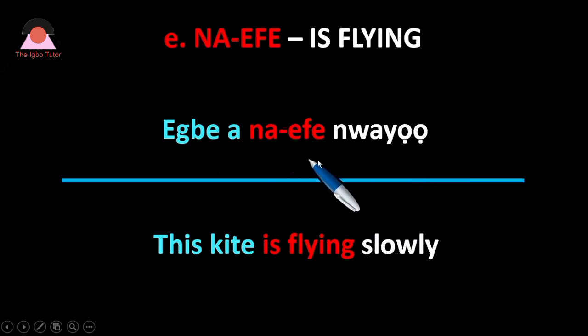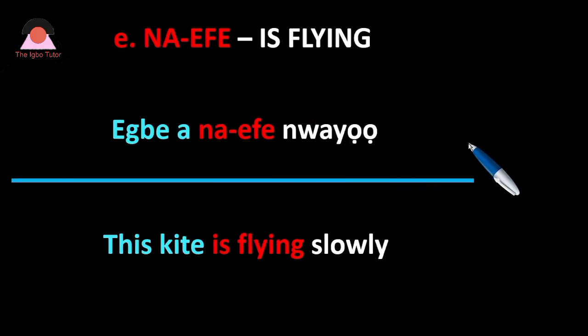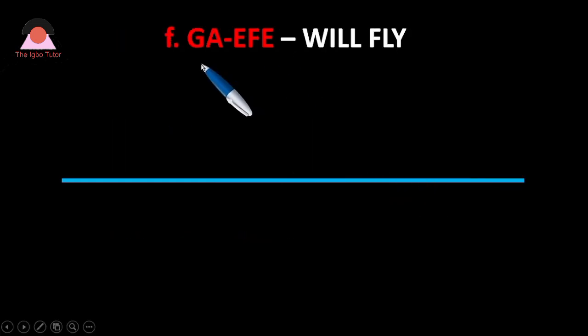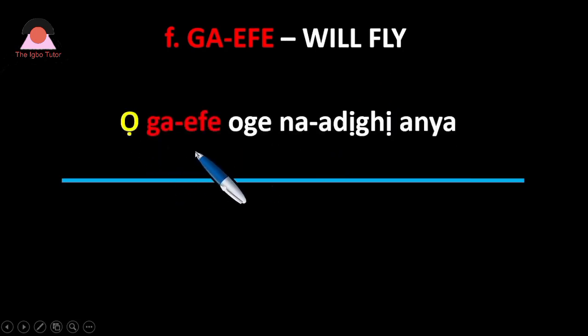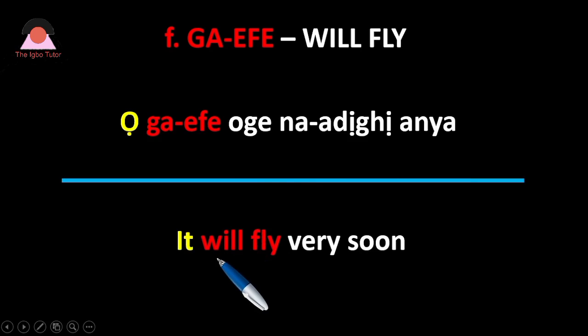Egbe a na-efe nwayọọ. We'll move on to the next one, which is ga-efe, will fly. A sentence now: Ọ ga-efe oge na-adịghị anya. Long word, but let's see what that means. It will fly very soon. So from the color, you can see that very soon is oge na-adịghị anya. It will fly very soon.